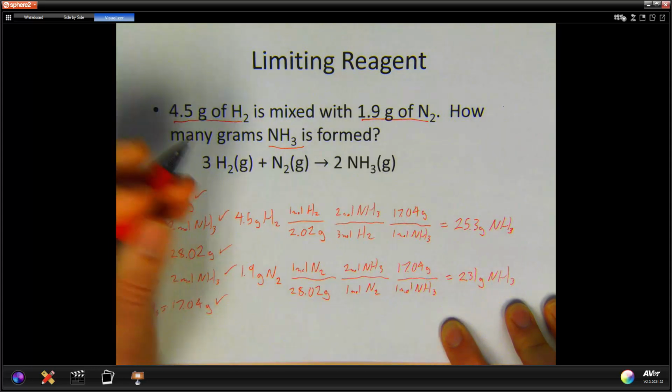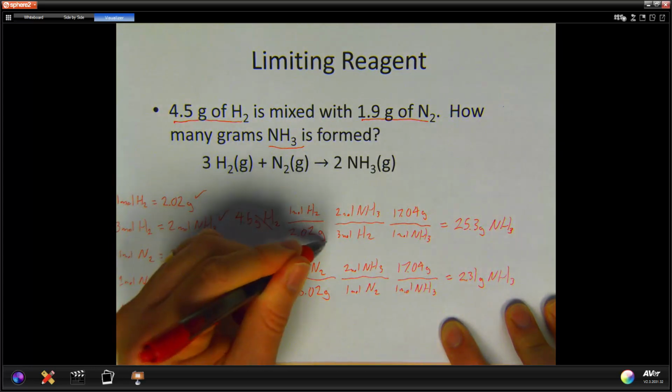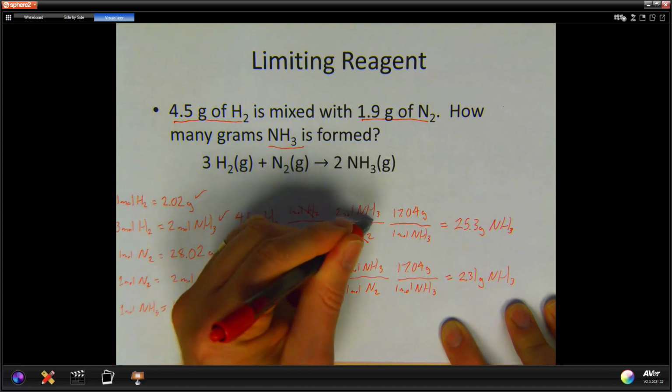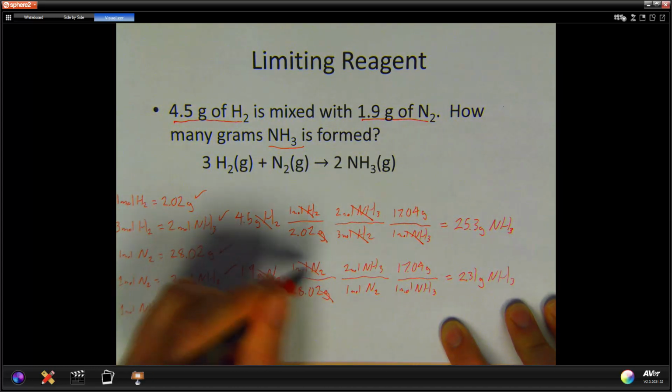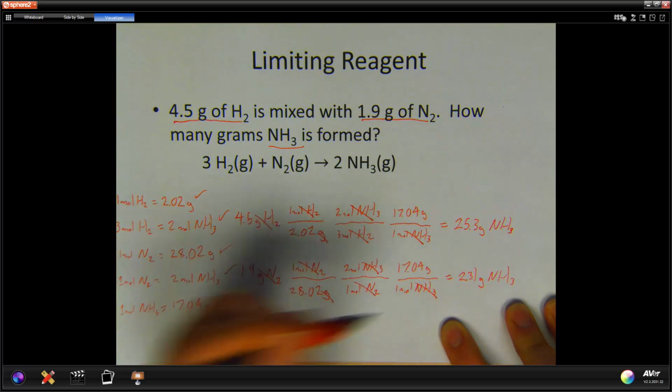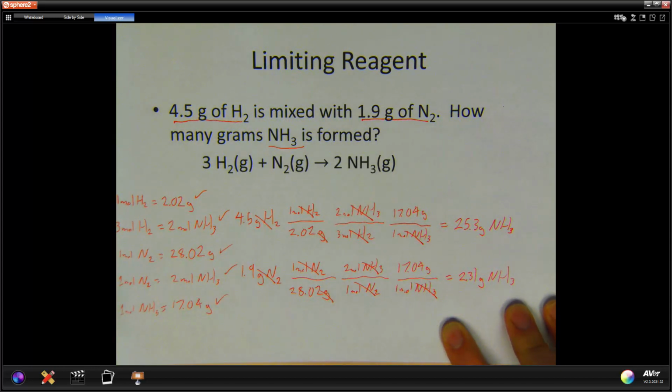I suppose I should show how we're canceling units. So the grams here cancel, moles H2 cancel, moles NH3 cancel, and then again down here grams cancel, moles N2, moles NH3. So in each case, we're left with grams of NH3.